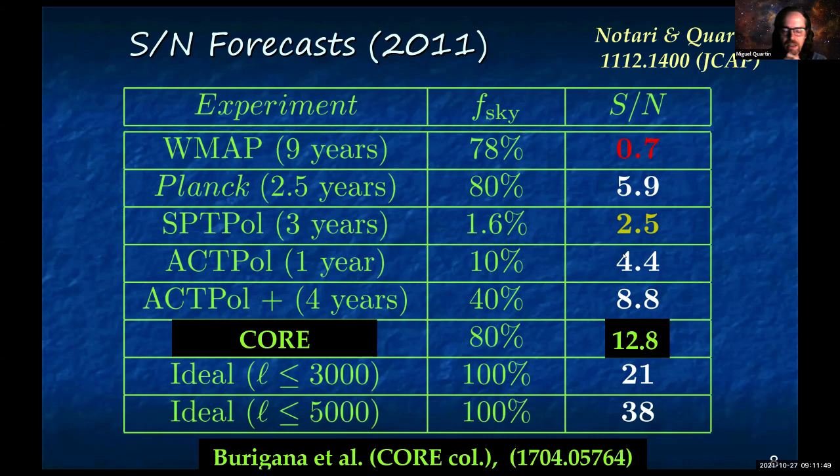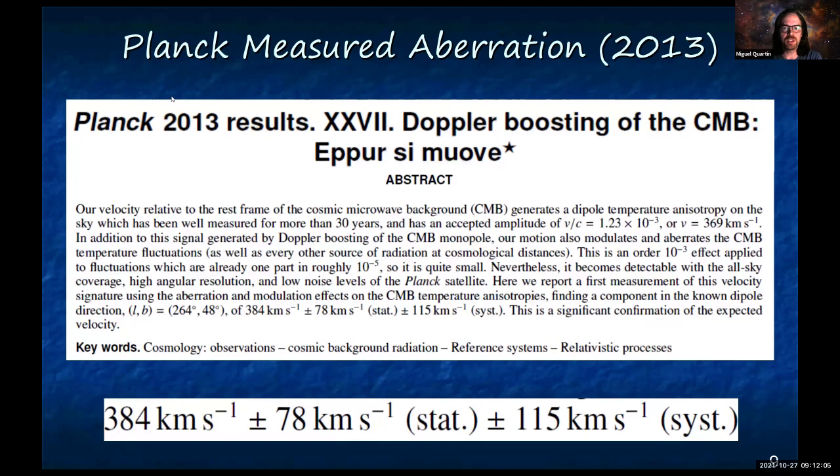We also revised this for the CORE satellite, which was proposed a few years ago to ESA, and you got a signal to noise of around 13. If you have an ideal experiment all the way to a multipole of 3000, you can get up to 20, okay, and even more. And then a couple of years later, Planck put out this nice paper, in which they measured these correlations, and they have this very often cited result of 384 plus or minus 78, but they do have lots of systematic noise, even larger than the statistical noise. So overall it's less than three sigma actually, a measurement of these couplings.